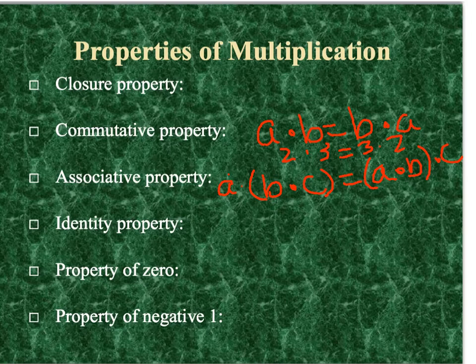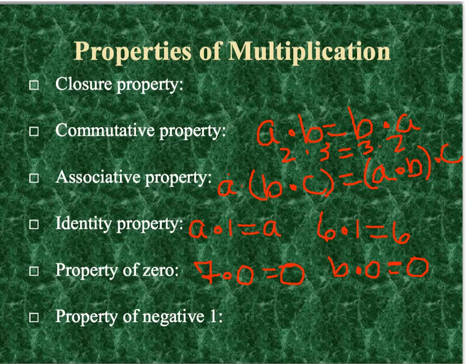The identity property is if I multiply a number by 1, my answer is that number. So A times 1 equals A. 6 times 1 equals 6. The property of 0, and that's the product of any number and 0 is 0. So 7 times 0 equals 0. B times 0 equals 0. So anything times 0 is 0.